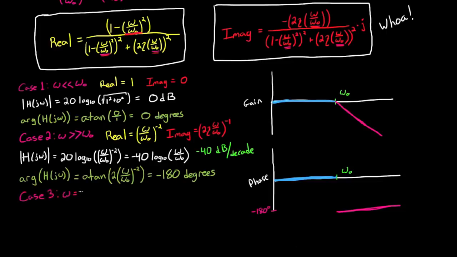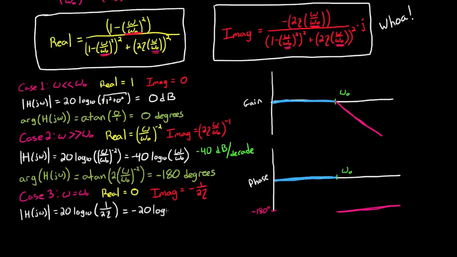For the third case, omega equals the break frequency omega naught. Now the ratio omega over omega naught equals 1. The real component is 0, and for the imaginary component you're left with minus 2 zeta divided by 2 zeta squared, or just minus 1 over 2 zeta. Now for the gain plot, this is worth noting. The magnitude at the break frequency is equal to 1 divided by 2 zeta written in decibels.